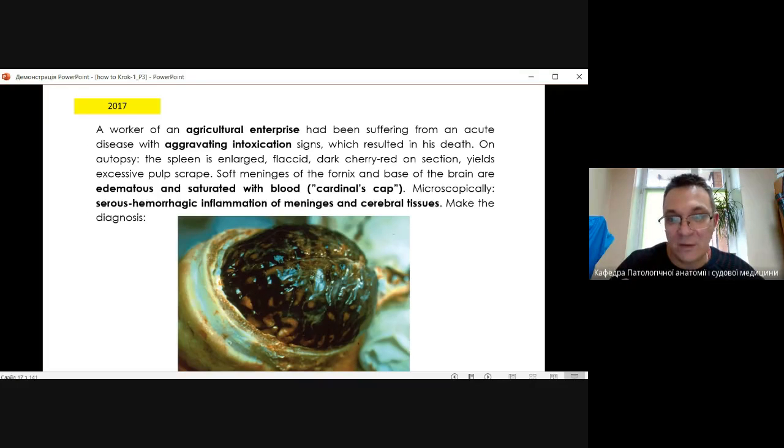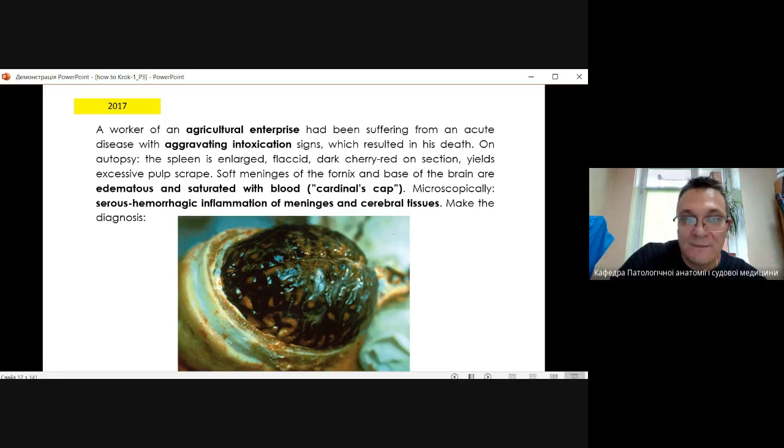Okay, so we have a quite scary image here. You see the autopsy of the skull, the cranium removed, and you see some kind of hemorrhagic injury of the brain. But what is this? It was about a worker of an agricultural enterprise, and he had been suffering from an acute disease with aggravating intoxication signs, which resulted in his death.